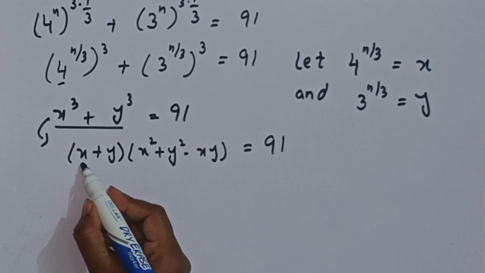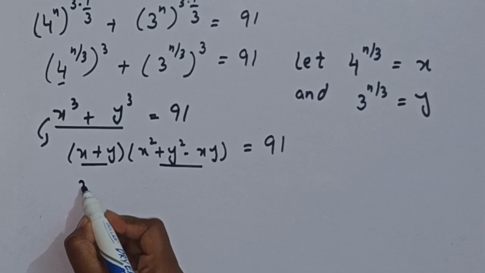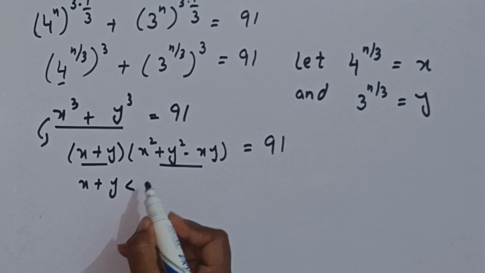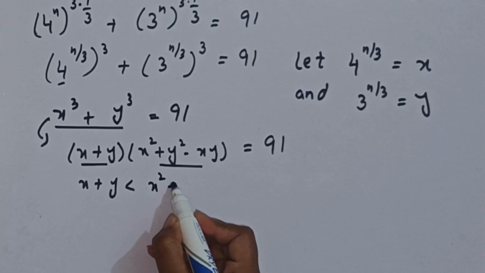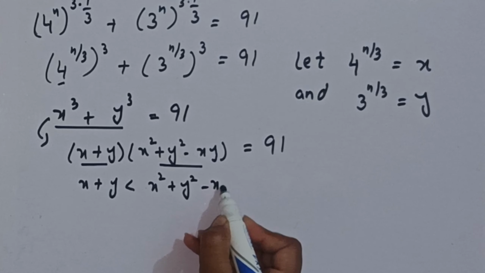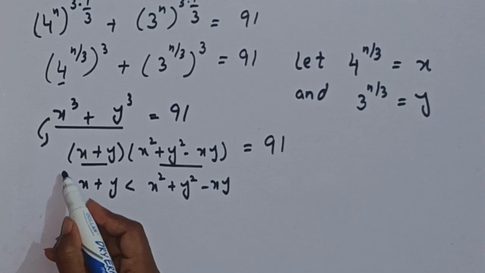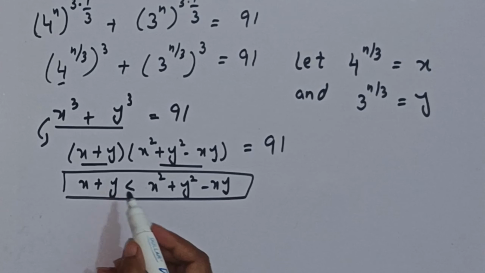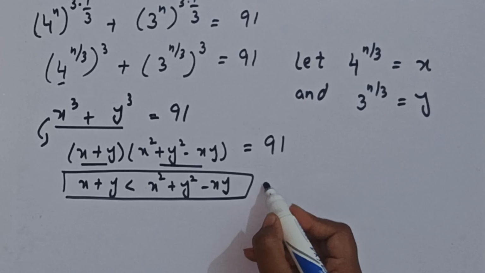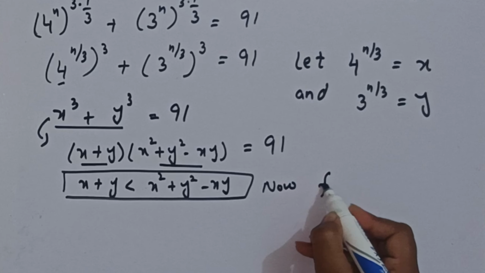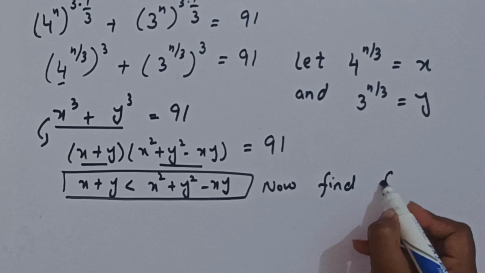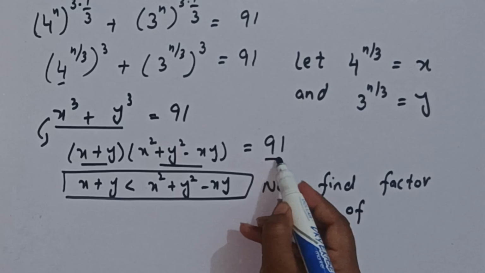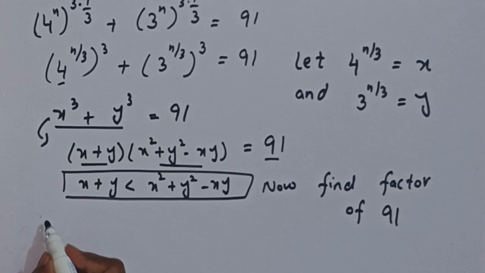Now focus on left hand side. Left hand side is a product of two terms, and in our question we just find the value of n, and n is positive, so that is why x plus y is less than x square plus y square minus product of xy. Now left hand side is a product of two factors, so that is why we find two positive factors of 91.